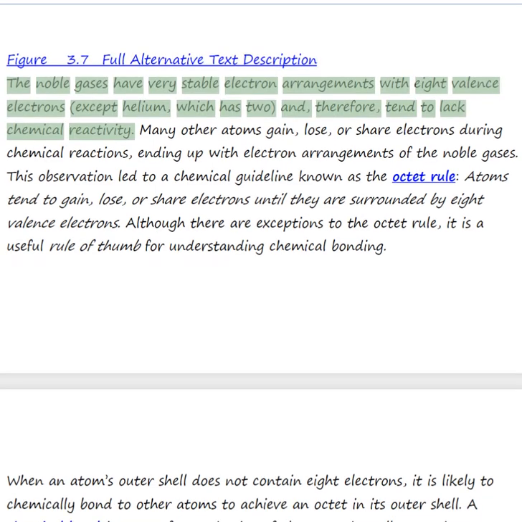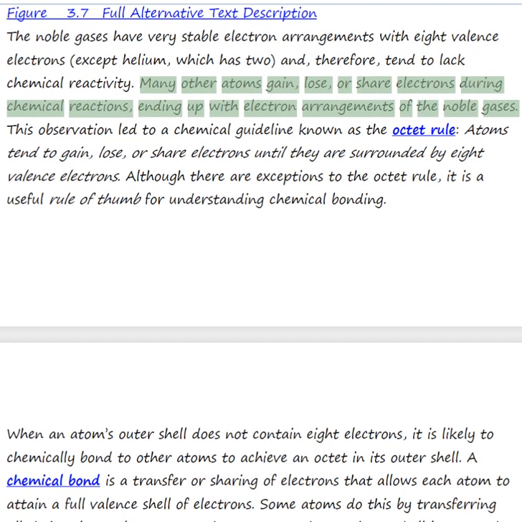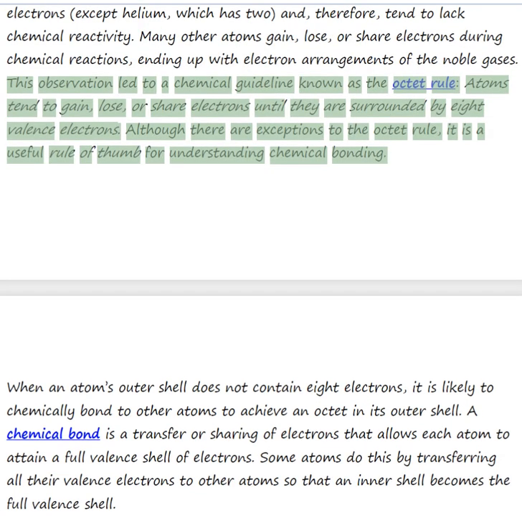The noble gases have very stable electron arrangements with 8 valence electrons and, therefore, tend to lack chemical reactivity. Many other atoms gain, lose, or share electrons during chemical reactions, ending up with electron arrangements of the noble gases. This observation led to a chemical guideline known as the octet rule.